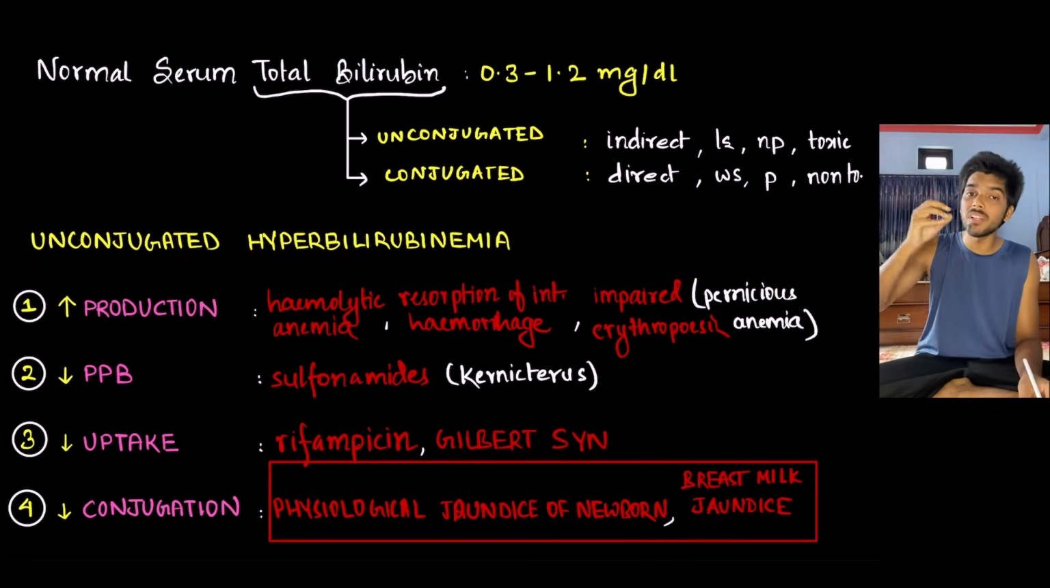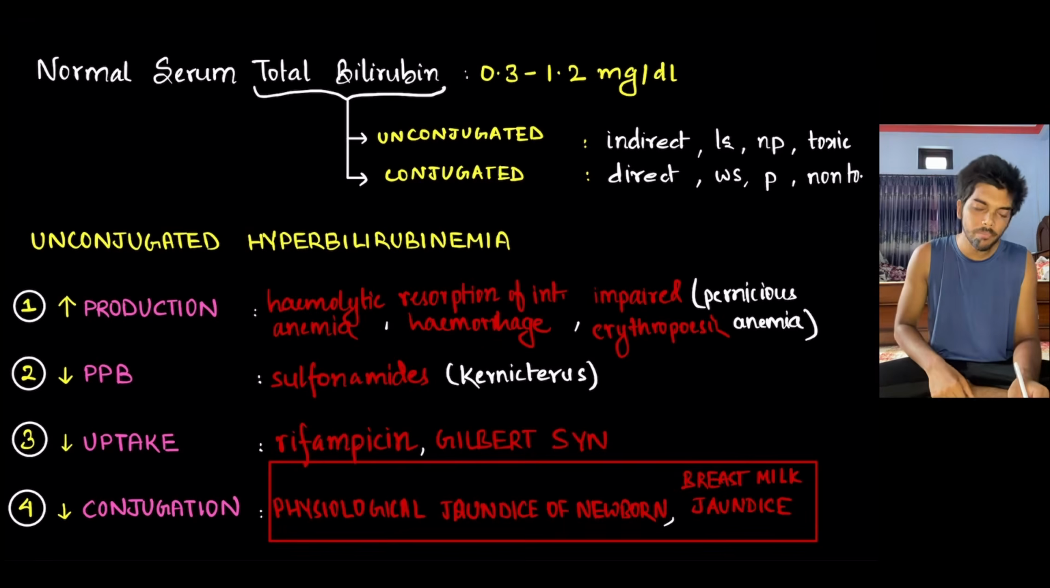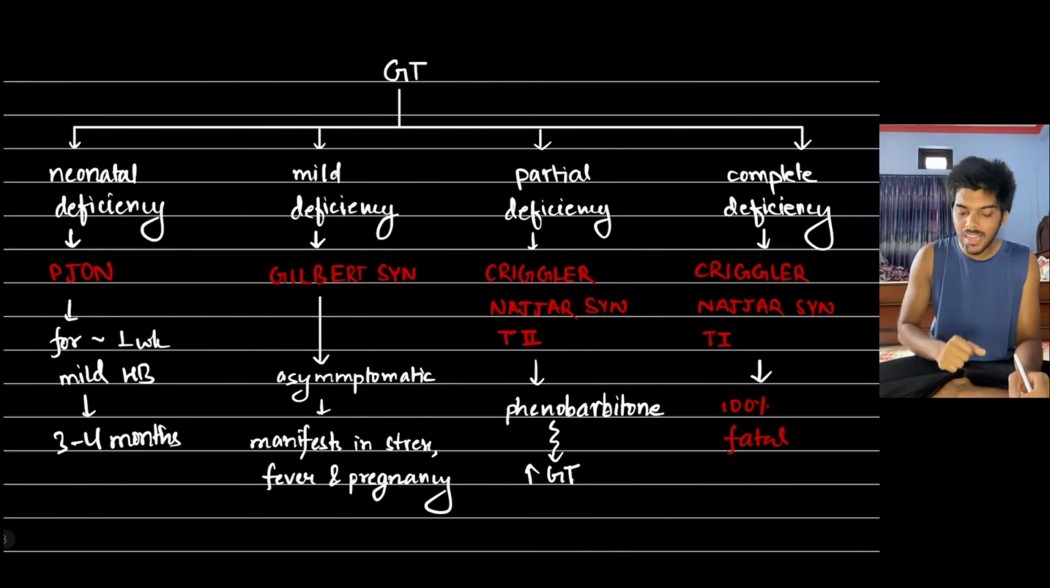First, increase in the production of unconjugated bilirubin itself by hemolytic anemia or resorption of hematoma or impaired erythropoiesis like that seen in pernicious anemia. Number 2, decrease in plasma protein binding due to sulfonamide poisoning. 3, decrease in uptake of unconjugated bilirubin by the liver due to rifampicin or Gilbert syndrome. 4, decrease in conjugation as seen in physiological jaundice of newborn and breast milk jaundice. But most importantly, 3 congenital abnormalities: Gilbert syndrome, Kriegler-Najjar syndrome type 1 and Kriegler-Najjar syndrome type 2.